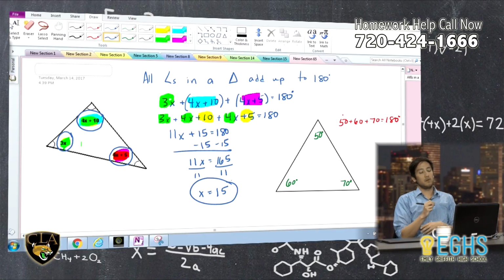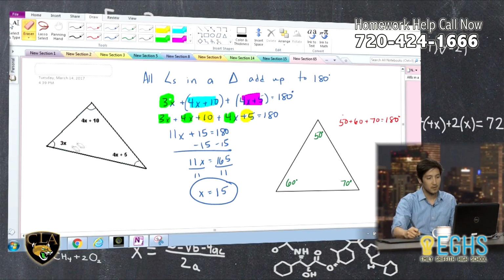So one thing you want to be careful of is this problem specifically said find the value of x. So if it says that, you're done. But if the problem asks you to find the angles, well, x is not the measurement of the angle. It's just that variable that relates all of these angles in the triangle. So again, this problem said solve for x, so you're good.